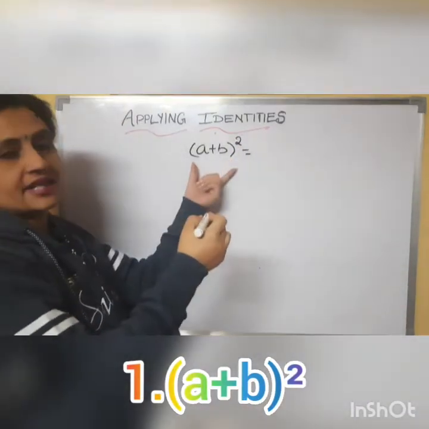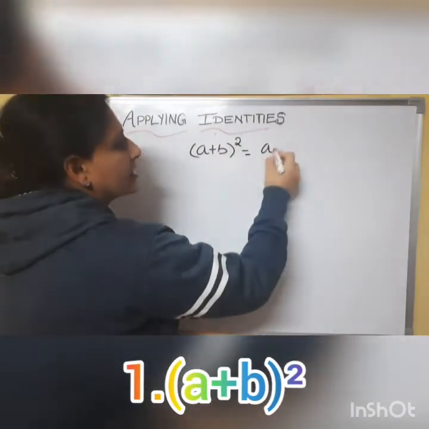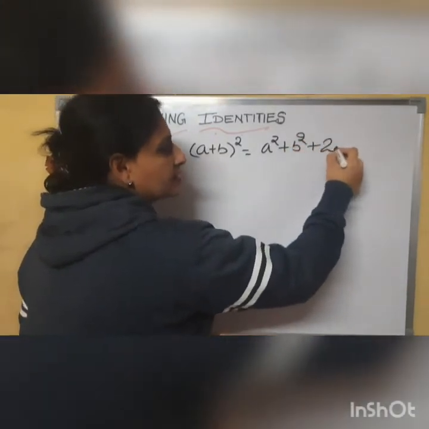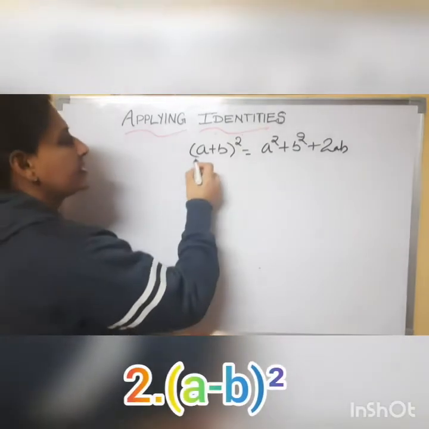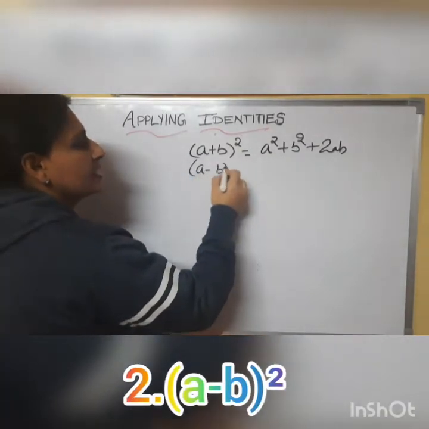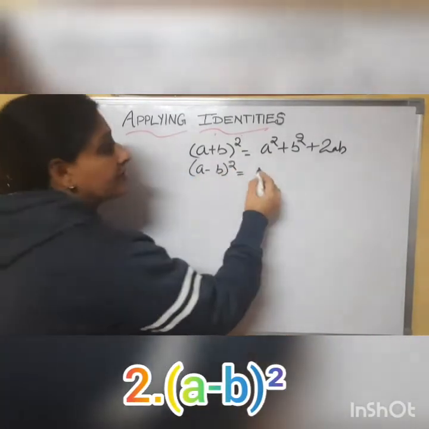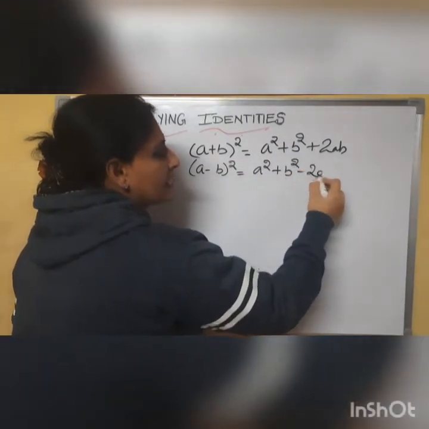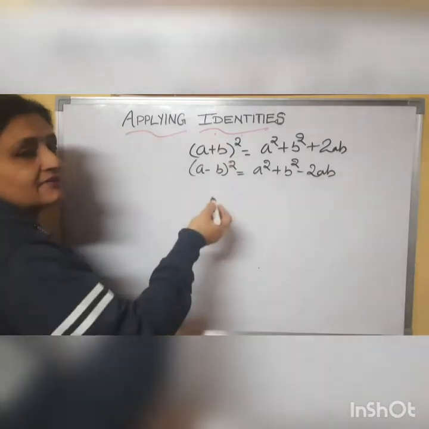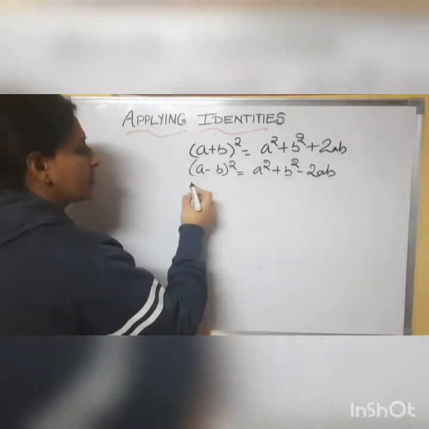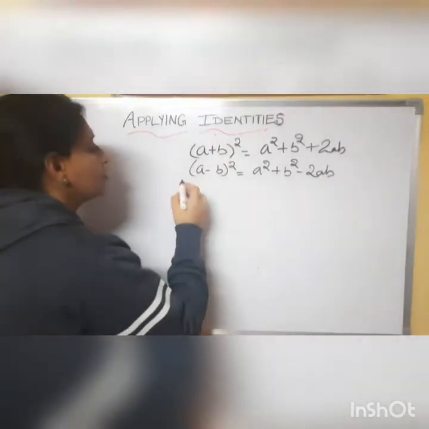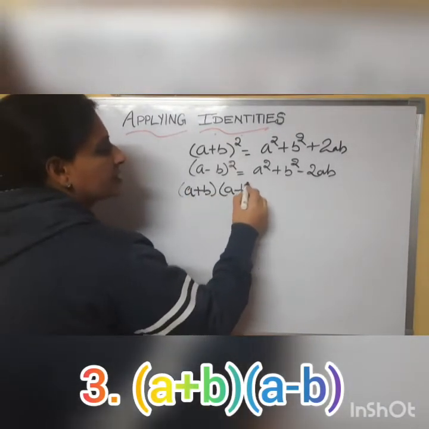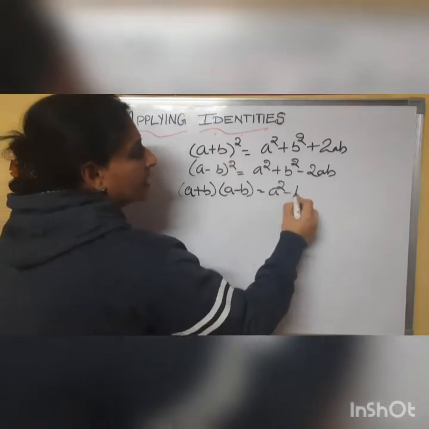If I say (a plus b) whole square, what is it? It is a square plus b square plus 2ab. This is the standard identity. Identity number 2, which you can apply here, is (a minus b) whole square, which is a square plus b square minus 2ab. And the third identity that we are going to apply in the upcoming questions in this video is (a plus b)(a minus b), which is equal to a square minus b square.